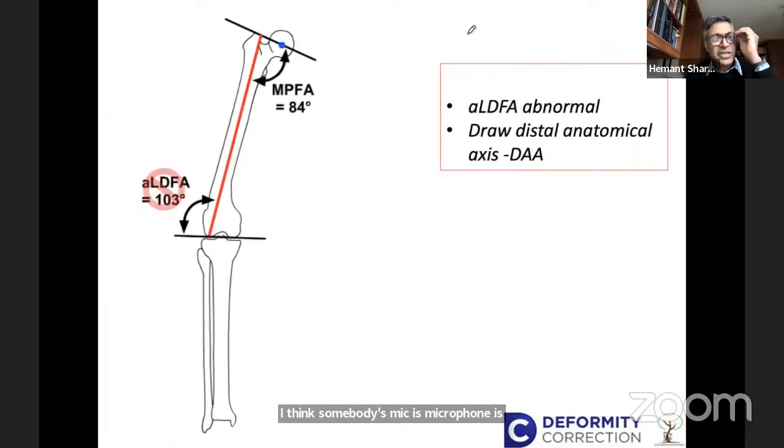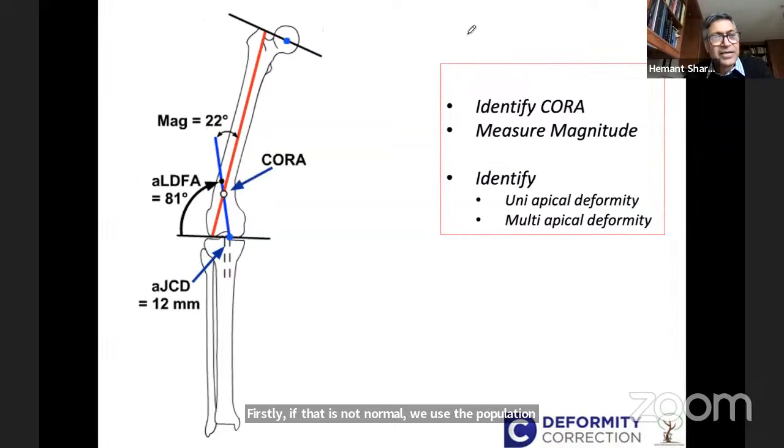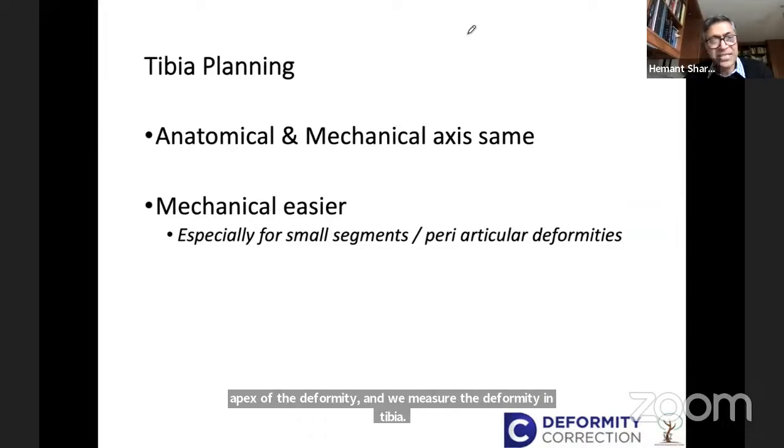And then you measure the anatomical lateral distal femoral angle, and we realize this is abnormal. Then we draw a distal lateral distal femoral angle, and that would be taken from the other side. Firstly, if that is not normal, we use the population average, which is 81 degrees, and we identify the apex of the deformity and we measure the deformity. In the tibia it is the same, but as I said earlier, we tend to use the mechanical axis because it is easier.